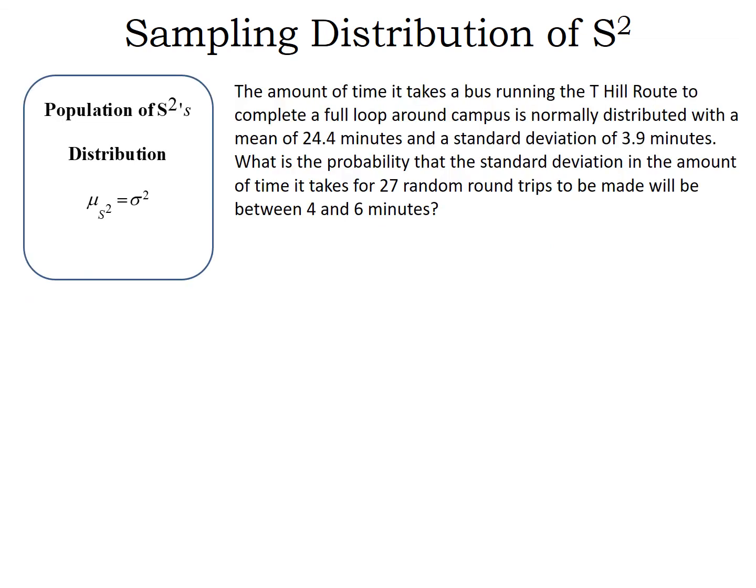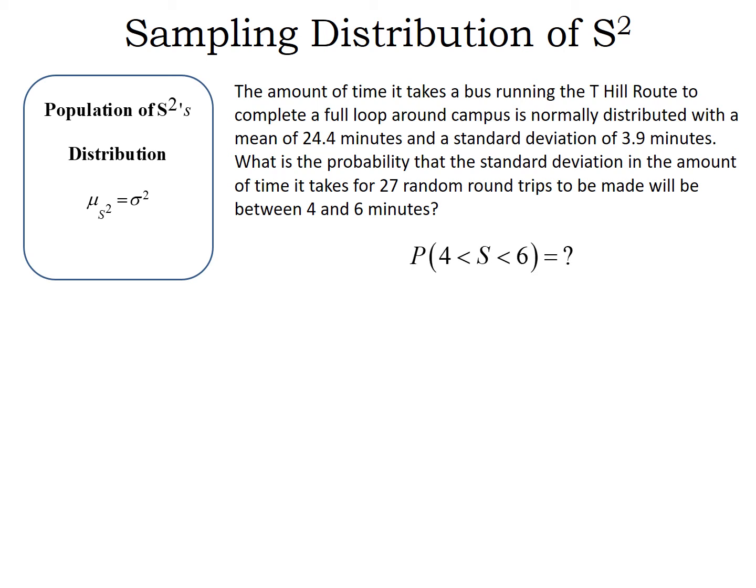So again, I'm still dealing with the hill round trip times, and I want the probability that the standard deviation in the amount of time it takes for 27 random round trips. So again, those 27 round trips are a sample. So we're talking about the standard deviation of a sample. That's what we want to know. What are the chances that S, the sample standard deviation, is between 4 and 6 minutes?